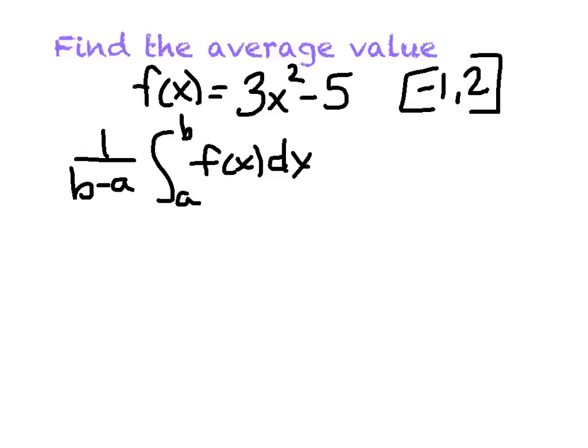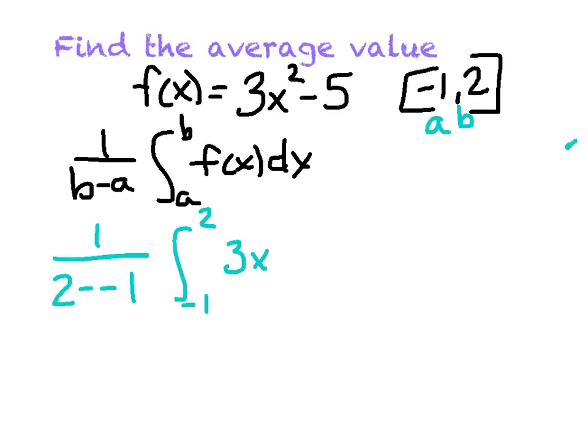Alright, so now I'm just going to put it in terms of the problem. These will tell you your a and b. So that's a, that's b. So I'm going to say it's 1 over, and I'll write it in here. You can do this math in your head. 2 minus -1. The integral from -1 to 2, 3x squared minus 5 dx.